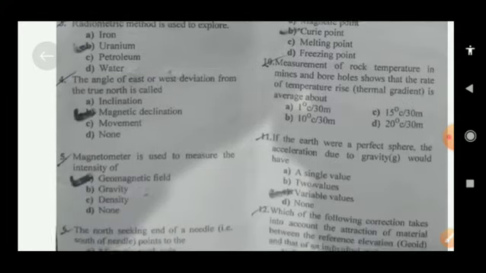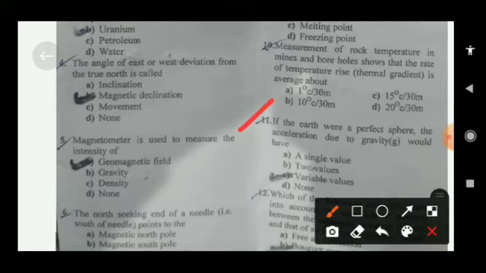Next question: Magnetometer is used to measure the intensity of... The right option is geomagnetic field. Next question: If the earth were a perfect sphere, the acceleration due to gravity would have... The right option is variable values.